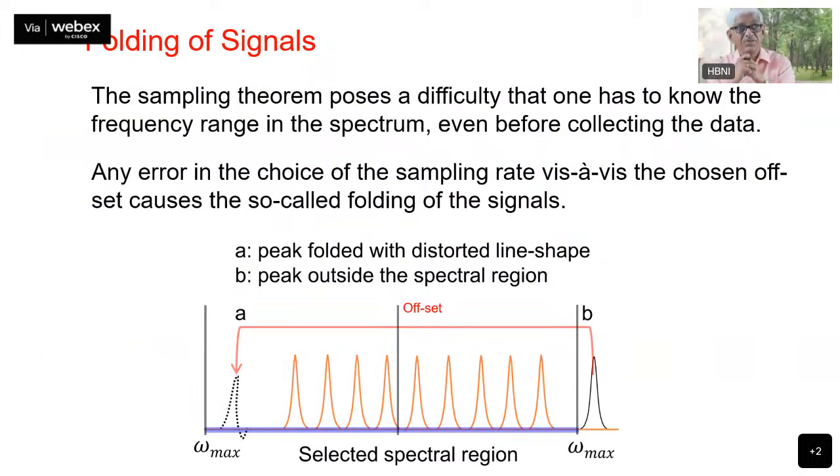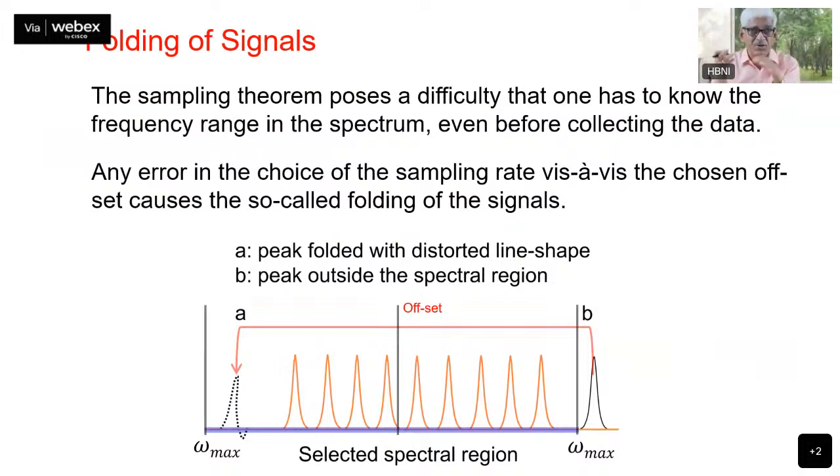Okay. Folding of signals. This is the crucial point. Often you see this is very special to Fourier transform NMR. This does not happen in the case of CW NMR. Here the digitization theorem comes into the picture. The sampling theorem poses a difficulty that one has to know the frequency range in the spectrum even before collecting the data. How much spectral width should you give? What is the largest frequency you have to give? Because you don't know a priori what the spectral range is. How to decide this omega max?